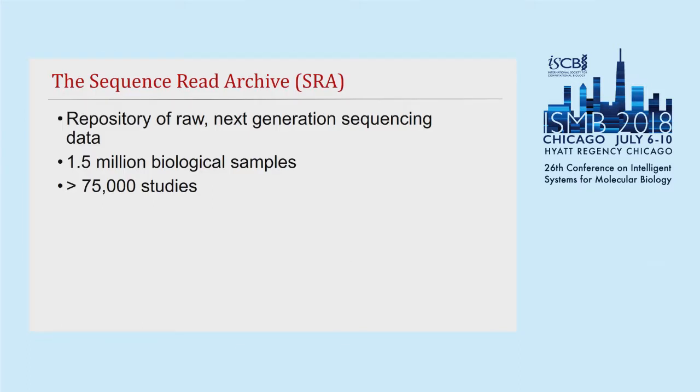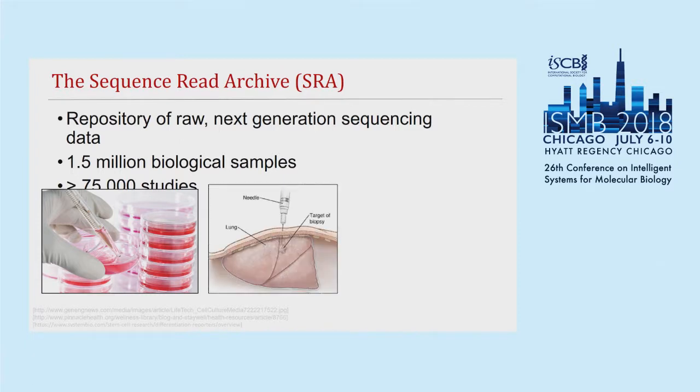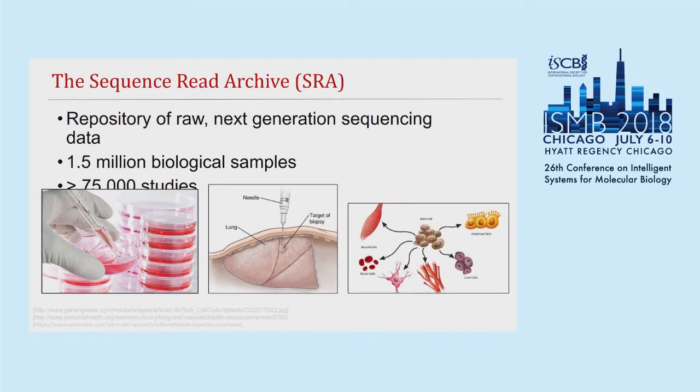So the Sequence Read Archive is this large repository of next-generation sequencing data. It contains raw data from over 1.5 million biological samples across over 75,000 different studies. And these data come from scientists all around the world, and they're very diverse and heterogeneous, ranging from data from cells grown in culture to tissue samples, either from a biopsy or autopsy, to cells that have undergone more involved experiments such as cell differentiation.